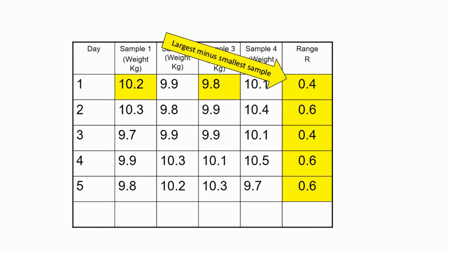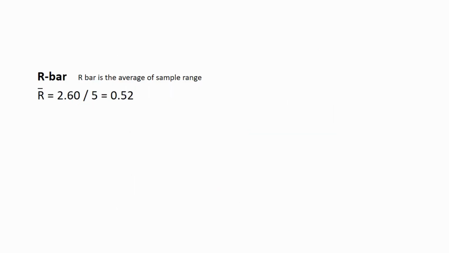Compute the range column by calculating the range of the samples: largest sample minus smallest sample. Then add all the results to get the summation. And then we compute the R bar. That is in our example 2.60 divided by 5, and that will give us 0.52.